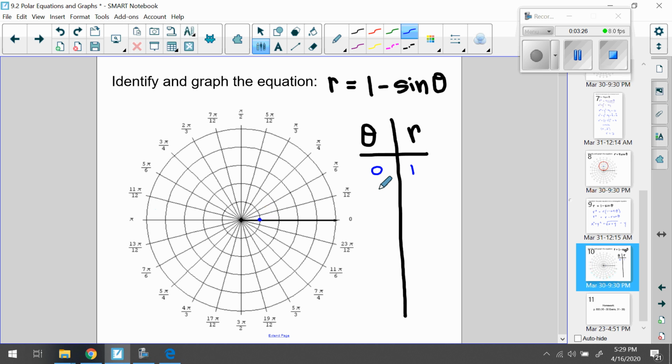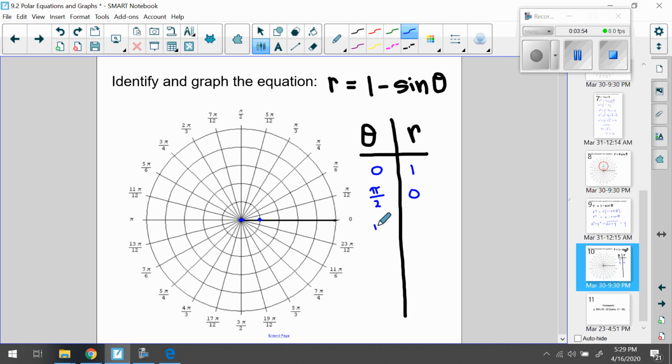And then let's do pi over 2. That's a pretty friendly one. And the sine value of pi over 2 is 1, and 1 minus 1 is 0. And so that's going to give me an interesting point. At pi over 2, I'm heading this direction, but I'm heading that direction 0 units. And so my point is actually going to stay right here at the pole, or what would be 0, 0.